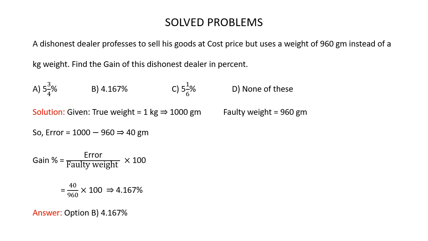So substituting those values in the formula here, we get gain percent is equal to 40 divided by 960 multiplied by 100. On solving this, we get gain percent as 4.167%. So the correct answer is option B, 4.167%.